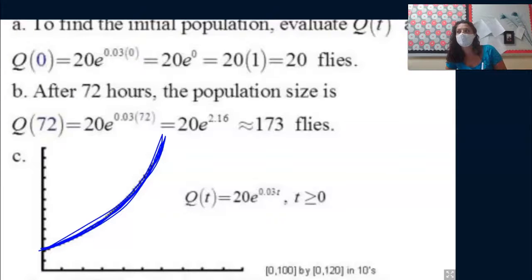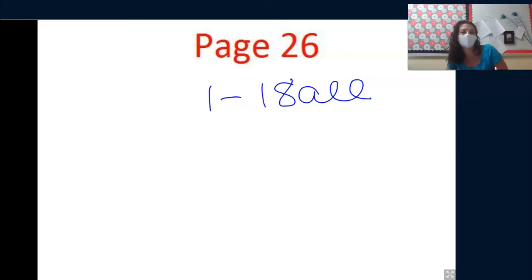Questions at all on exponential growth models or decay functions? Okay, then we're going to work on problems in the book. You're looking at 1 to 18.